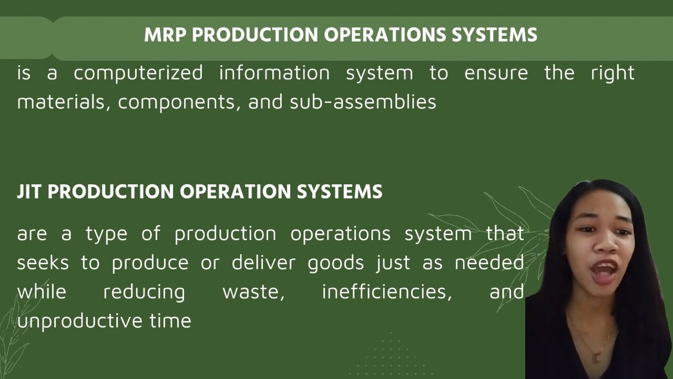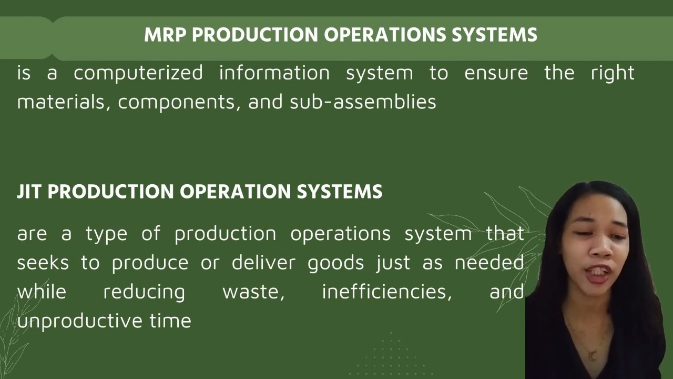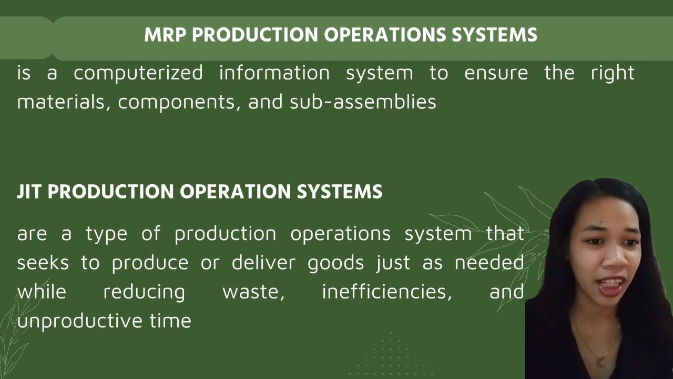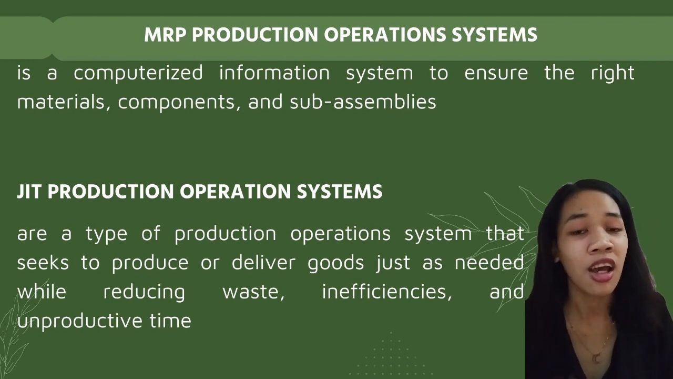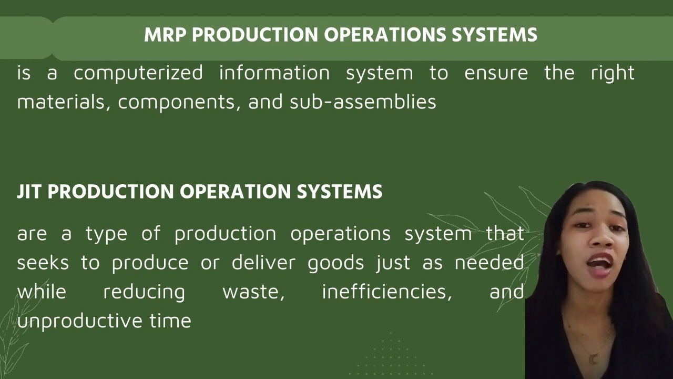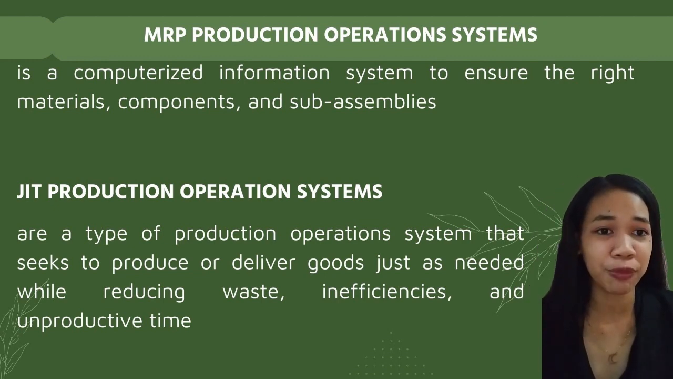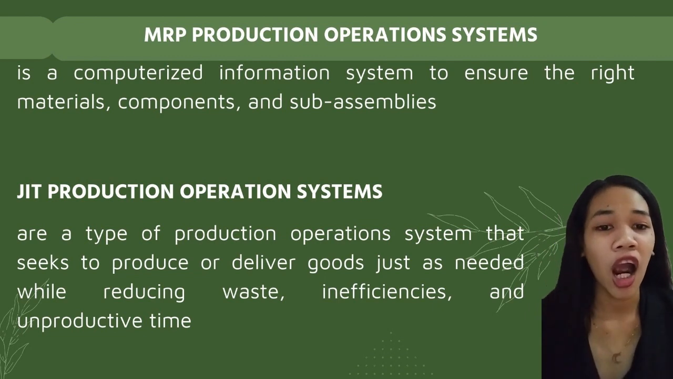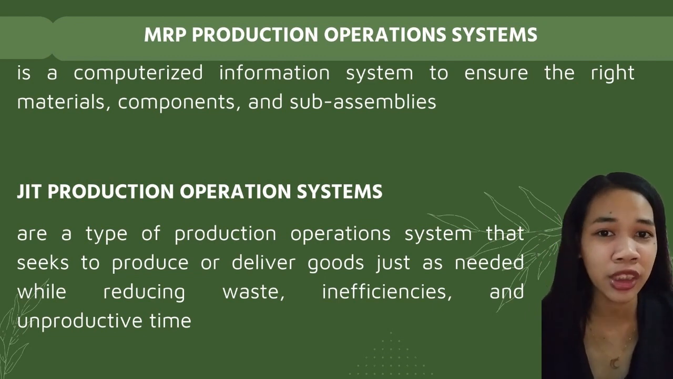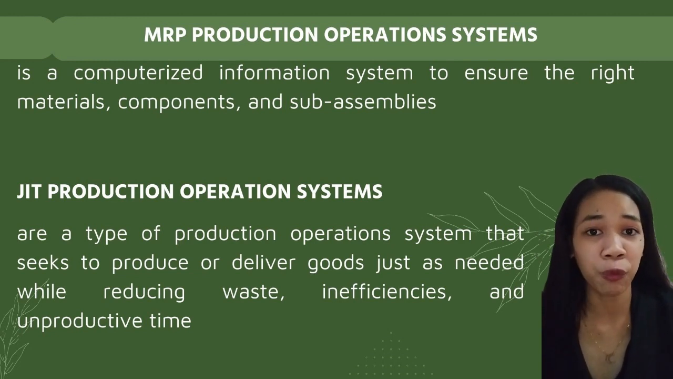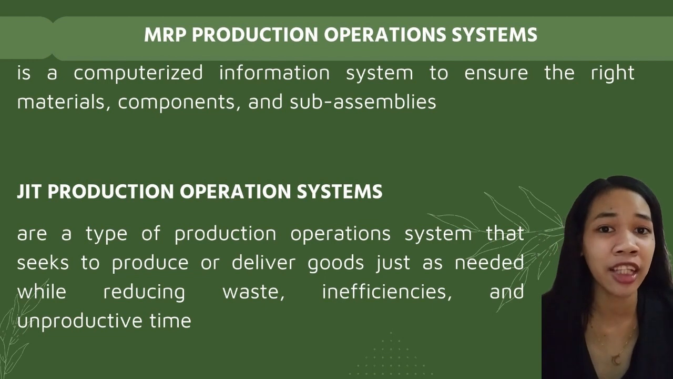Next is the MRP production operation system. It is a computerized information system to ensure the right materials, components, and sub-assemblies. Next is the JIT production operation system, a type of production operation system that seeks to produce or deliver goods just as needed, while reducing waste, inefficiencies, and unproductive time.